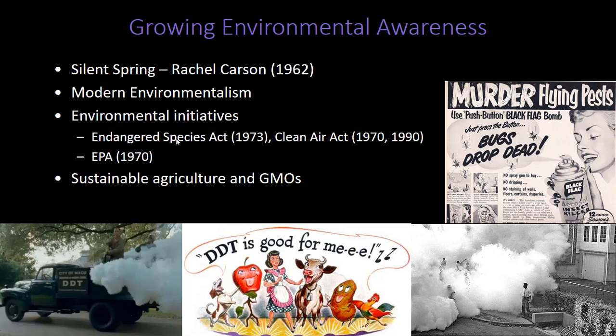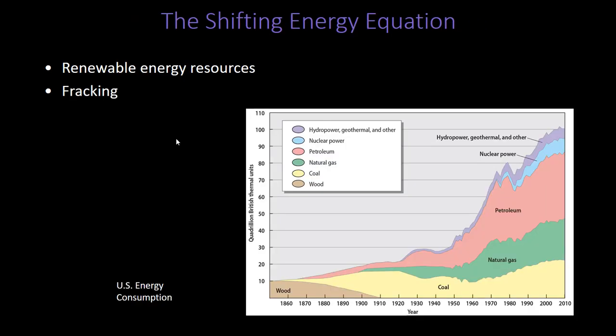And then through this, you also start to see a movement of sustainable agriculture, which goes against the concept of GMOs, which are genetically modified organisms. Your book talked about this quite a bit more too. So, the shifting energy equation: how do we get our energy? This shows you in the United States. I know the book says North America, but most of the information they provide is very US-centric.